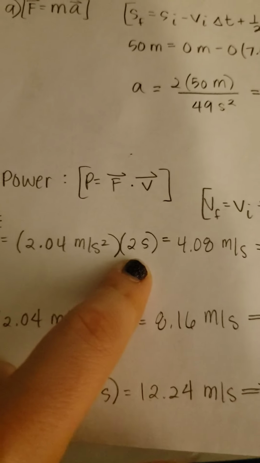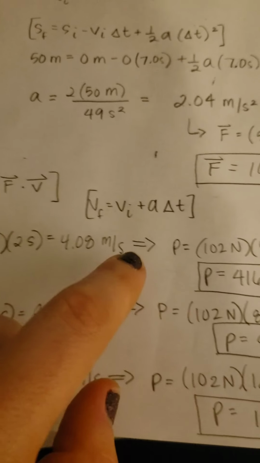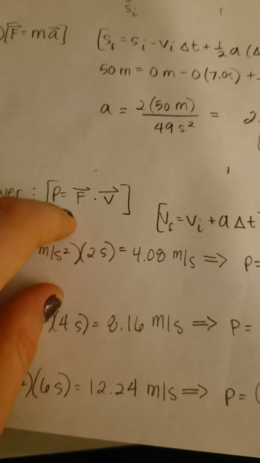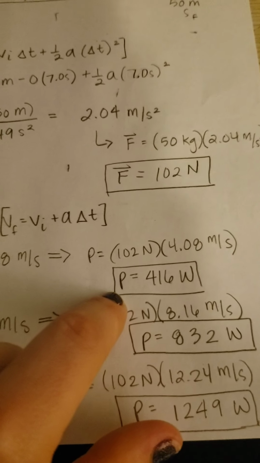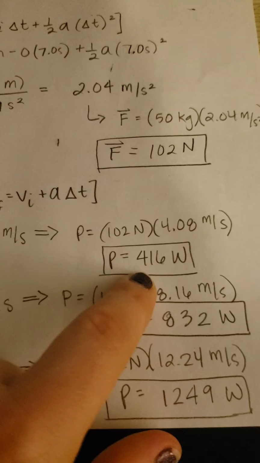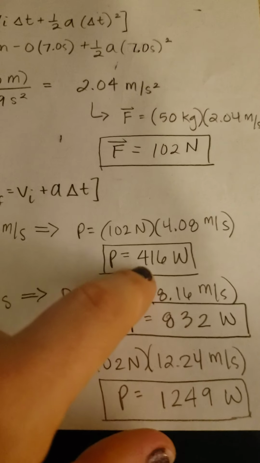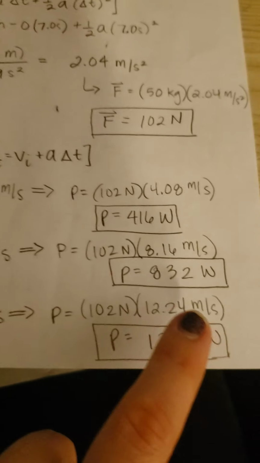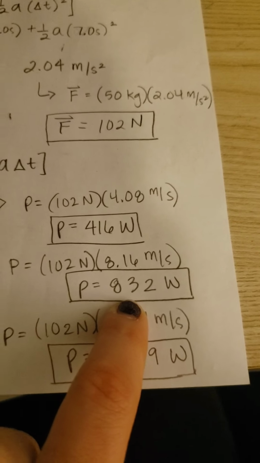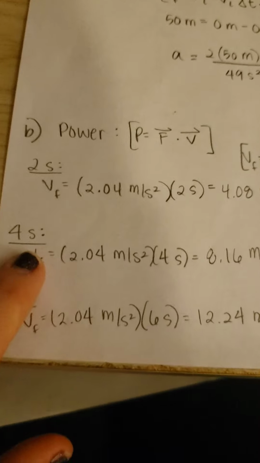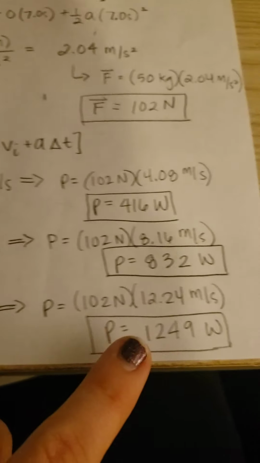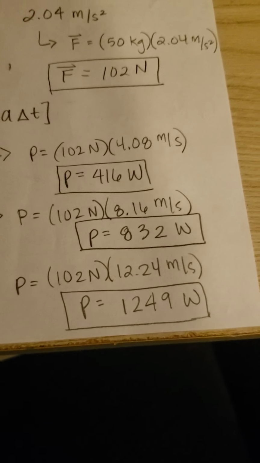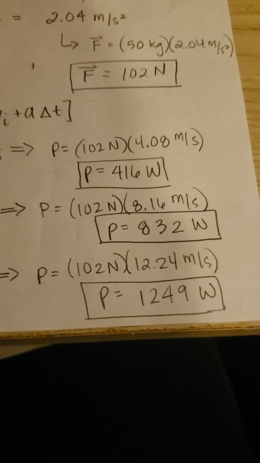First, we're going to plug in our 2 seconds. We get 4.08 meters per second. We plug that into our power equation, and using that 102 newtons for force, we get 416 watts for his power output at 2 seconds. His power output at 4 seconds is going to be equal to 832 watts. Using that same equation, just plug in 4. And same thing for 6. His power output is going to be 1,249 watts.